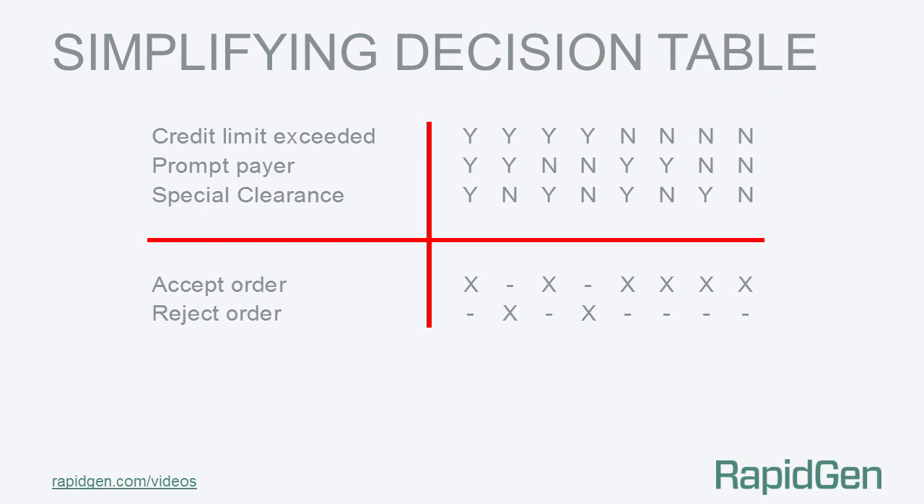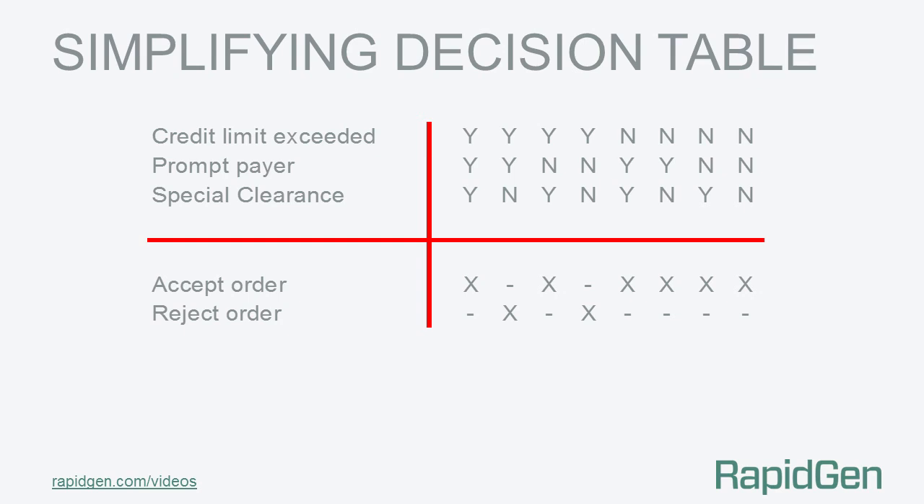This limited entry decision table is to decide whether to accept or reject a customer's order. There are three conditions. Has the customer's credit limit been exceeded? Are they a prompt payer? Do they have special clearance? The associated action, depending on the combination of the conditions, is to either accept the order or to reject it.